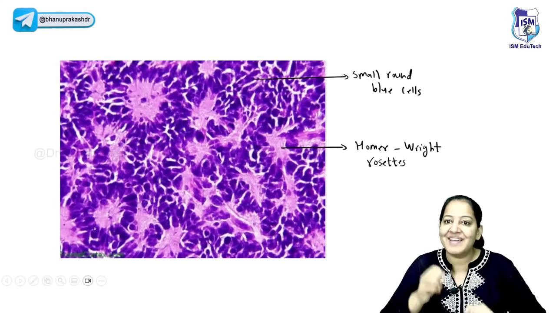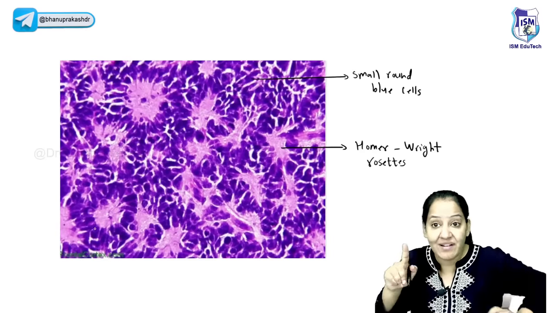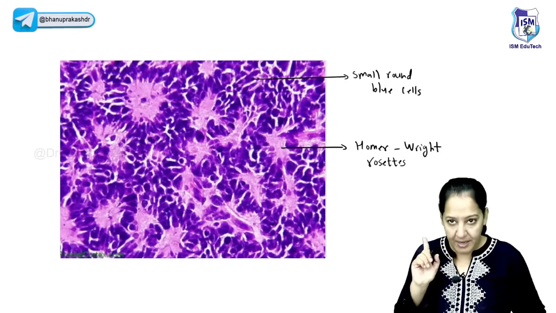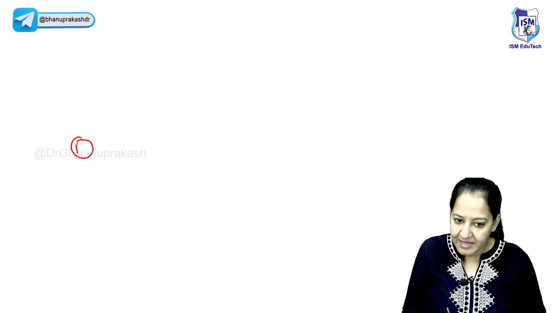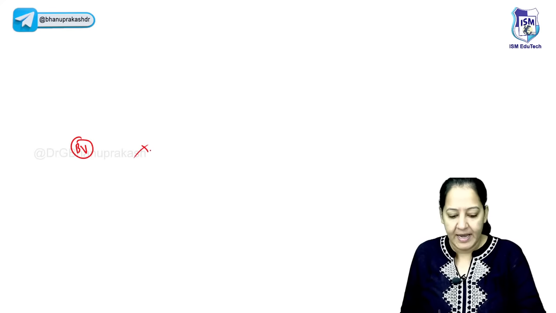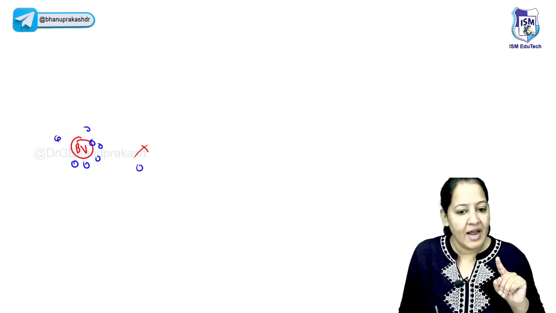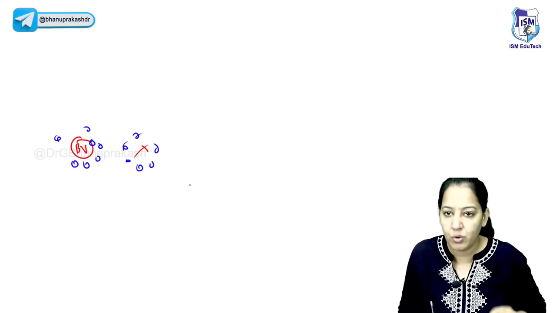Here also I can see rosettes. Where have I seen rosettes? In ependymoma. These were the rosettes and pseudo-rosettes. In ependymoma, I told you the tumor cells either surround a blood vessel, in which case it is a true rosette, or if they surround an empty space, it is known as a pseudo-rosette.